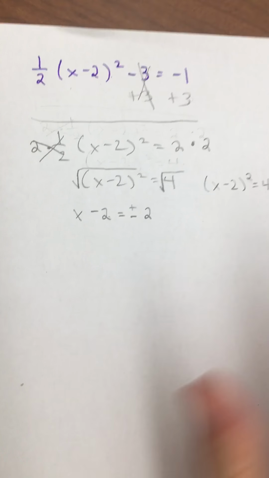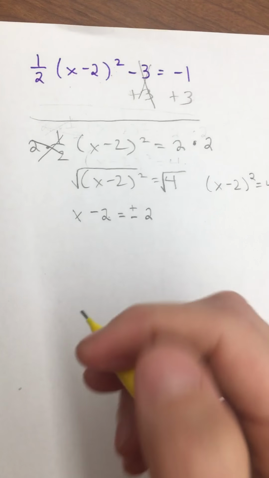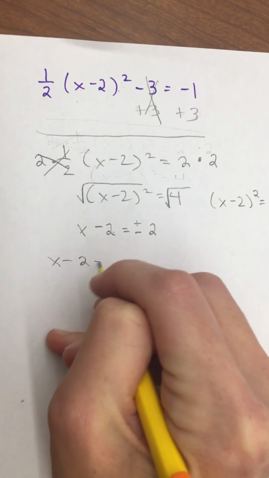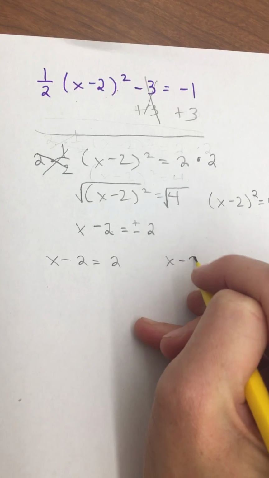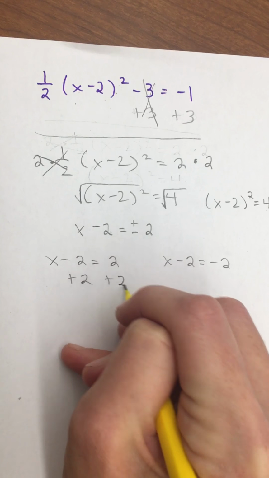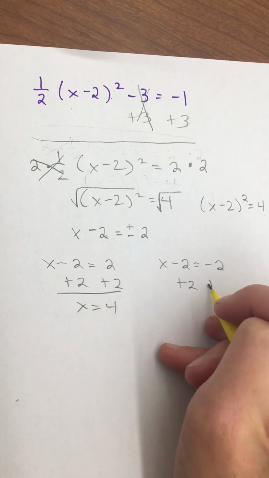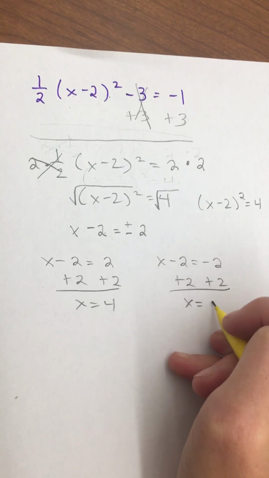And it's important, and you will see graphically, that you find both of those solutions. So x minus 2 equals 2, or x minus 2 could equal negative 2. Again, I'm going to balance, adding 2. I get x equals 4. I'm going to add 2. I get x equals 0.